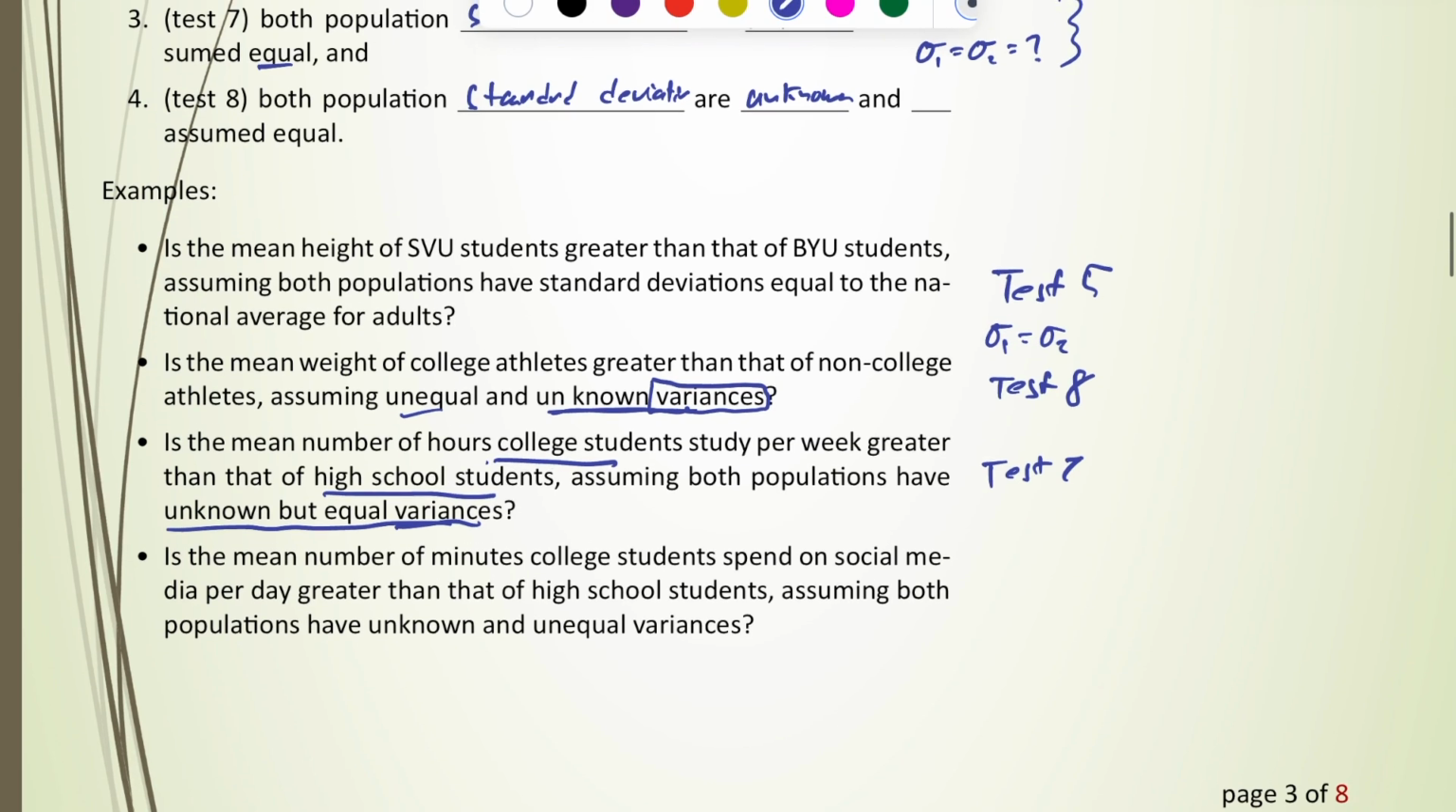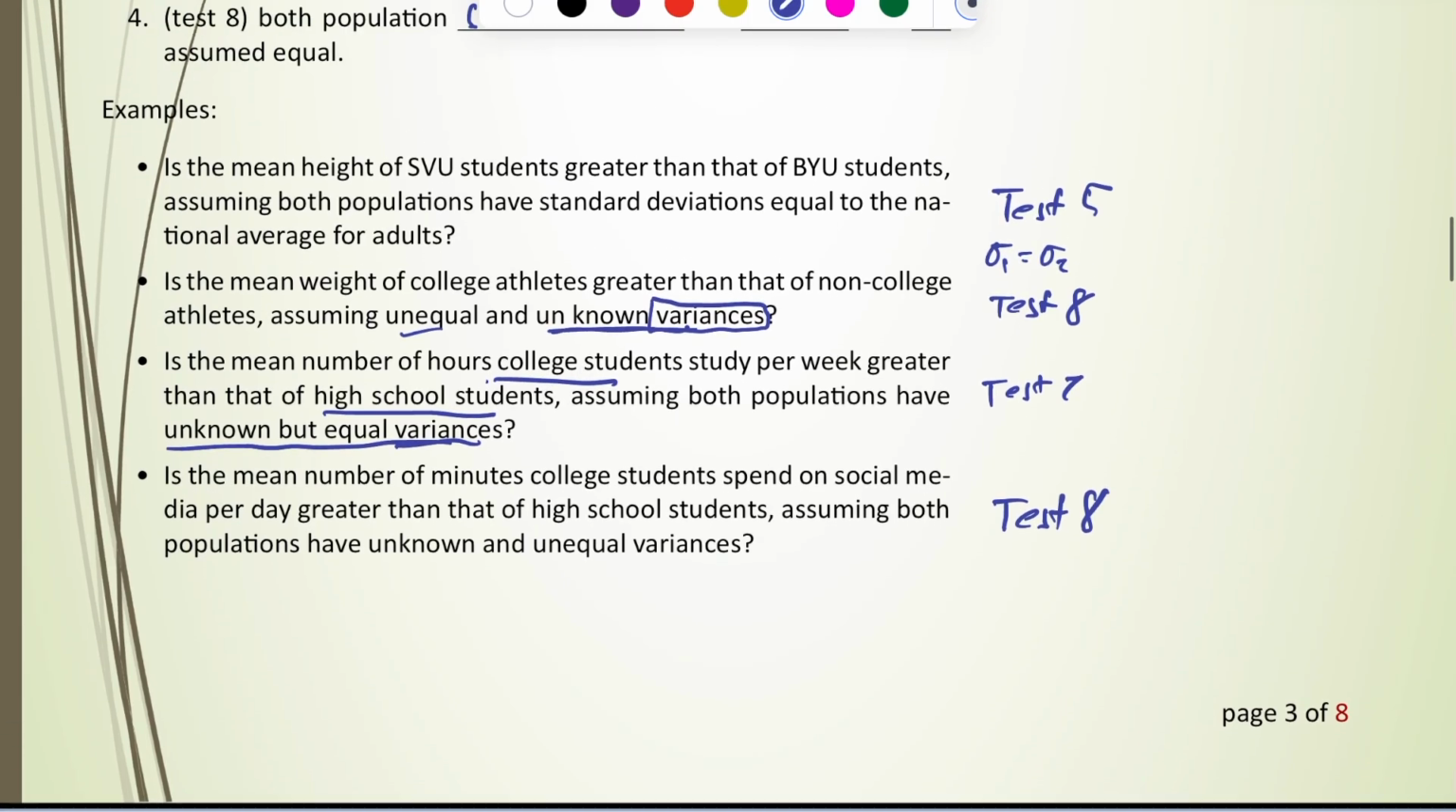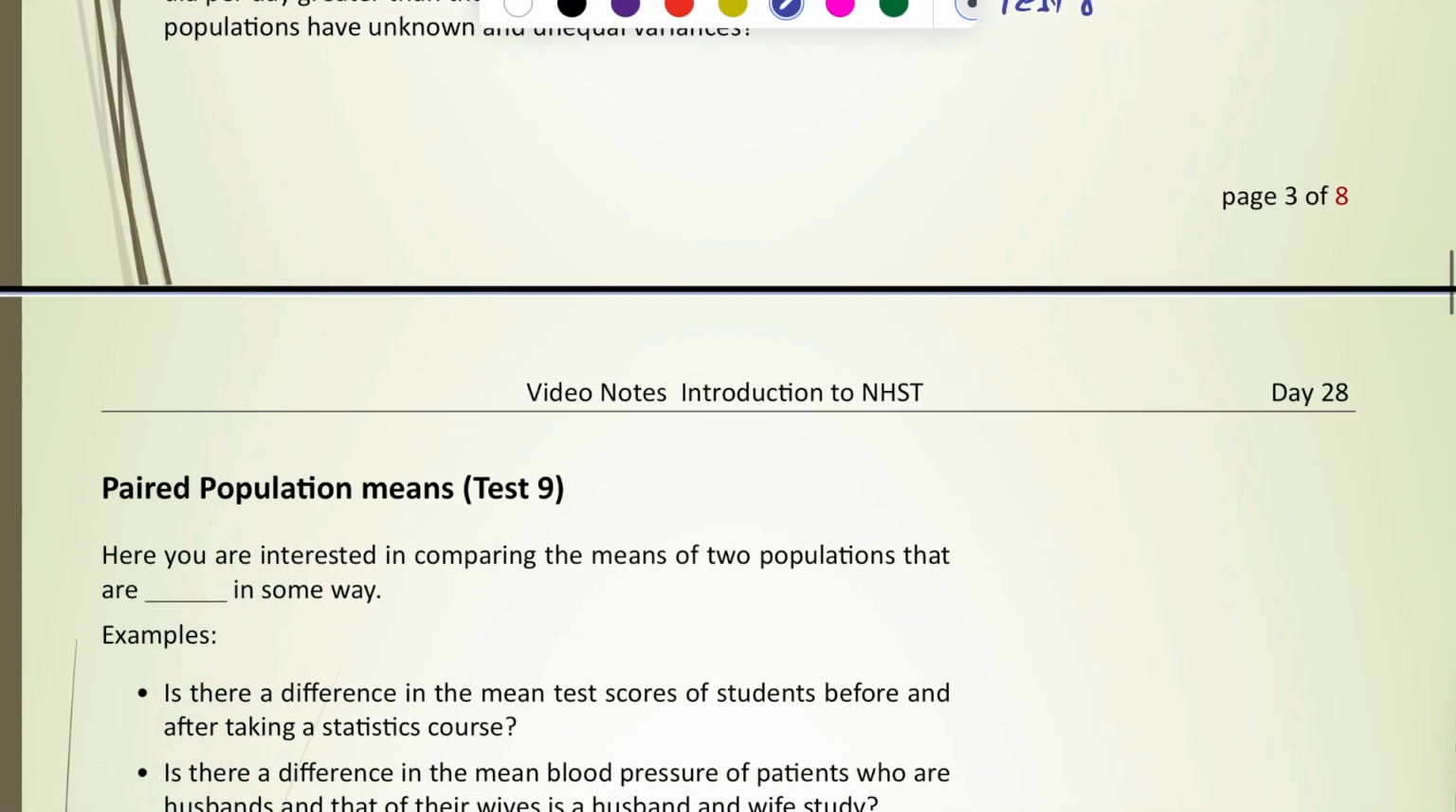Okay, is the mean number of minutes college students spend on social media per day greater than that of high schoolers, assuming both populations have unknown unequal standard deviations? So unknown unequal, that's test 8 again. Two populations, one variable, and you want to know the two population means of that variable.